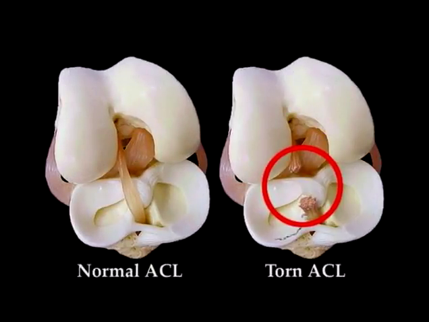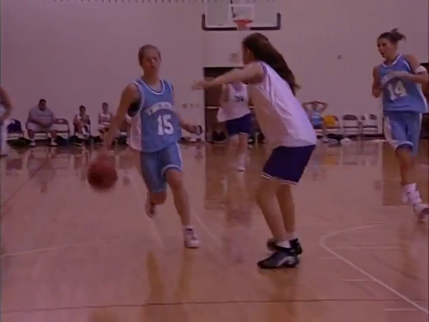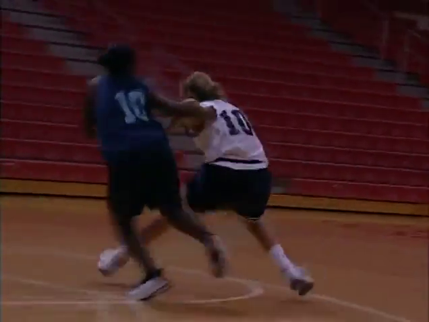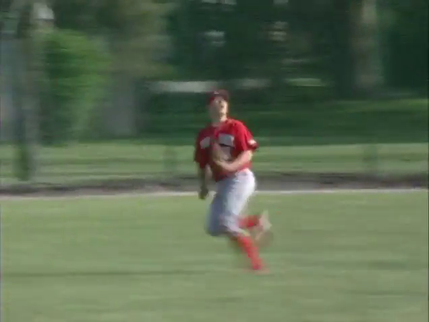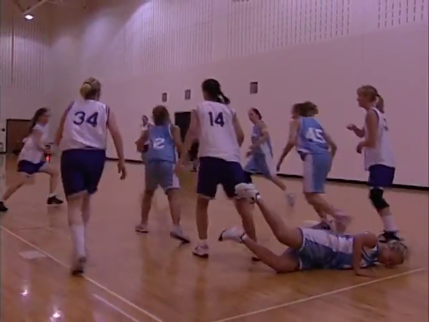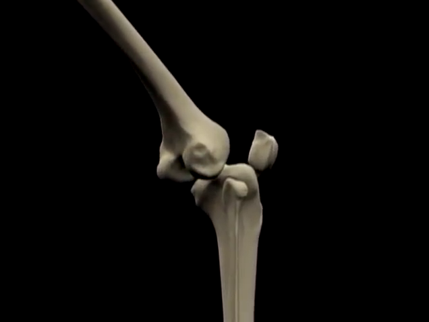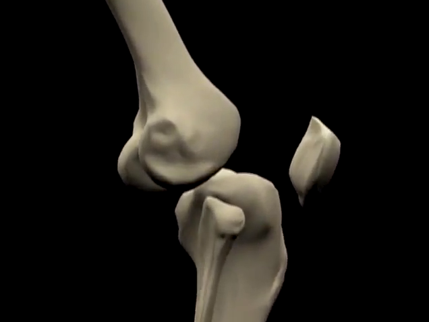The ACL, or anterior cruciate ligament, is a ligament in the center of the knee that becomes damaged when twisted too far. The anterior cruciate ligament is most commonly injured during sporting activities when an athlete suddenly pivots, placing excessive rotational force on the ligament. The ACL can also be torn during severe trauma, such as in a car accident or as the result of a work injury.